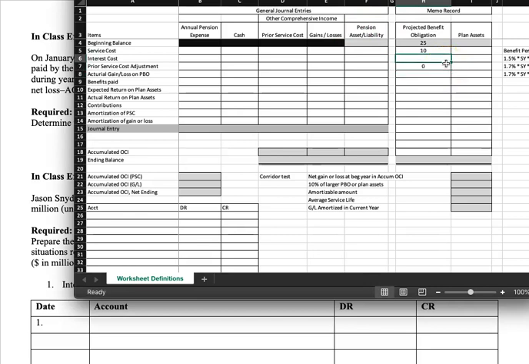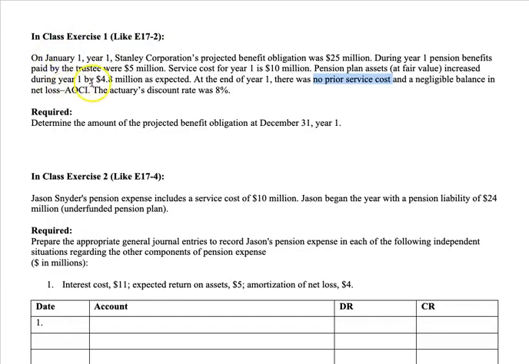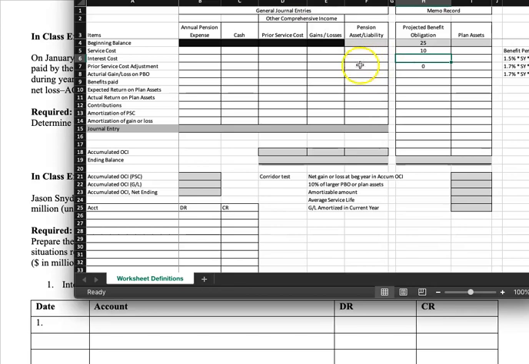So to come up with our interest, we can actually go in and calculate that now. We can take our total balance times our rate. It tells us the actuary's discount rate was 8%. So to find our interest cost, we're going to take the 25 million times the 8%. So get out your calculators. You know, in accounting, you can't do it without them. So 25 million times 8% is 2. Now, interest expense is an expense. It increases our obligation, so that would be an increase of credit.